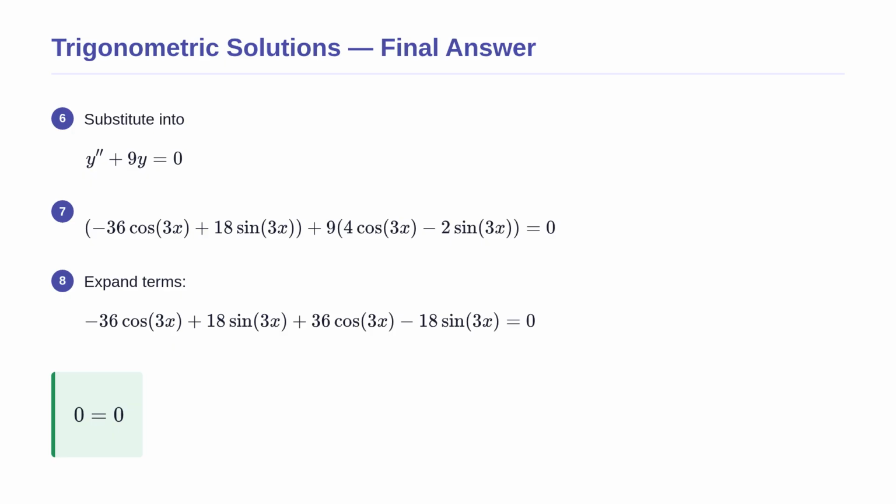To simplify, we multiply the terms inside the second set of brackets by 9. Grouping the cosine terms together and the sine terms together, we immediately notice that we have exact opposites. The negative 36 cosine cancels the positive 36 cosine, and the sine terms cancel as well. Once again, we are left with 0 equals 0. This physically means that a mass on a spring can have a motion that is a complex mixture of a cosine wave and a sine wave, and still perfectly obey the fundamental laws of physics.